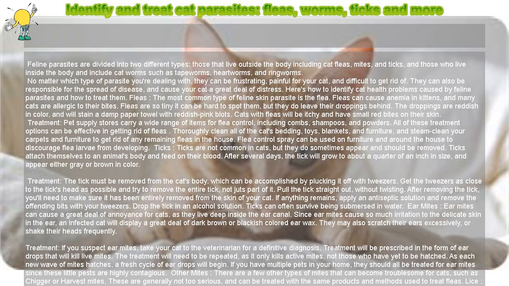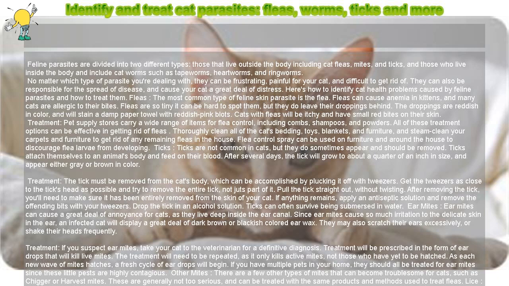Fleas. The most common type of feline skin parasite is the flea. Fleas can cause anemia in kittens, and many cats are allergic to their bites. Fleas are so tiny it can be hard to spot them, but they do leave their droppings behind. The droppings are reddish in color, and will stain a damp paper towel with reddish-pink blots. Cats with fleas will be itchy and have small red bites on their skin.